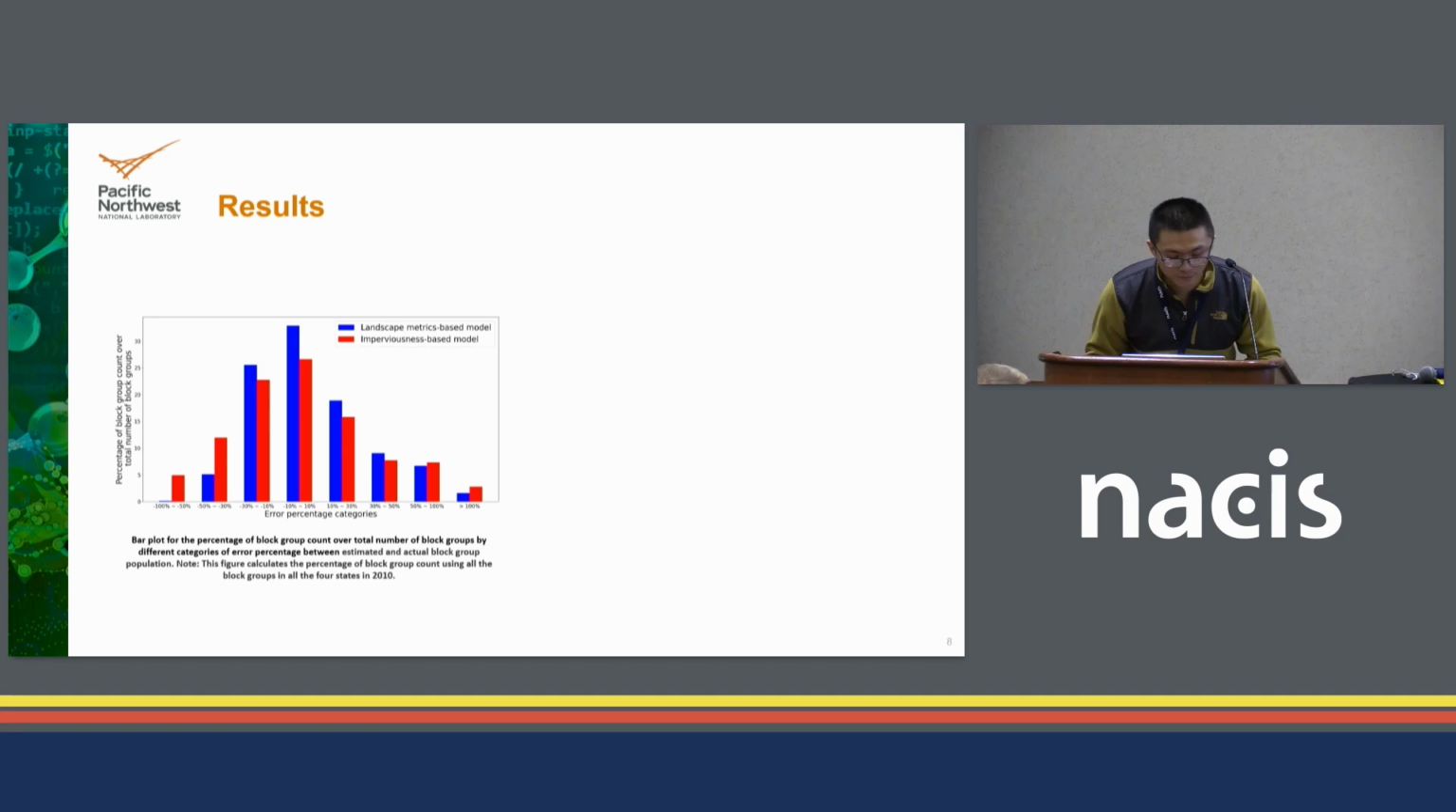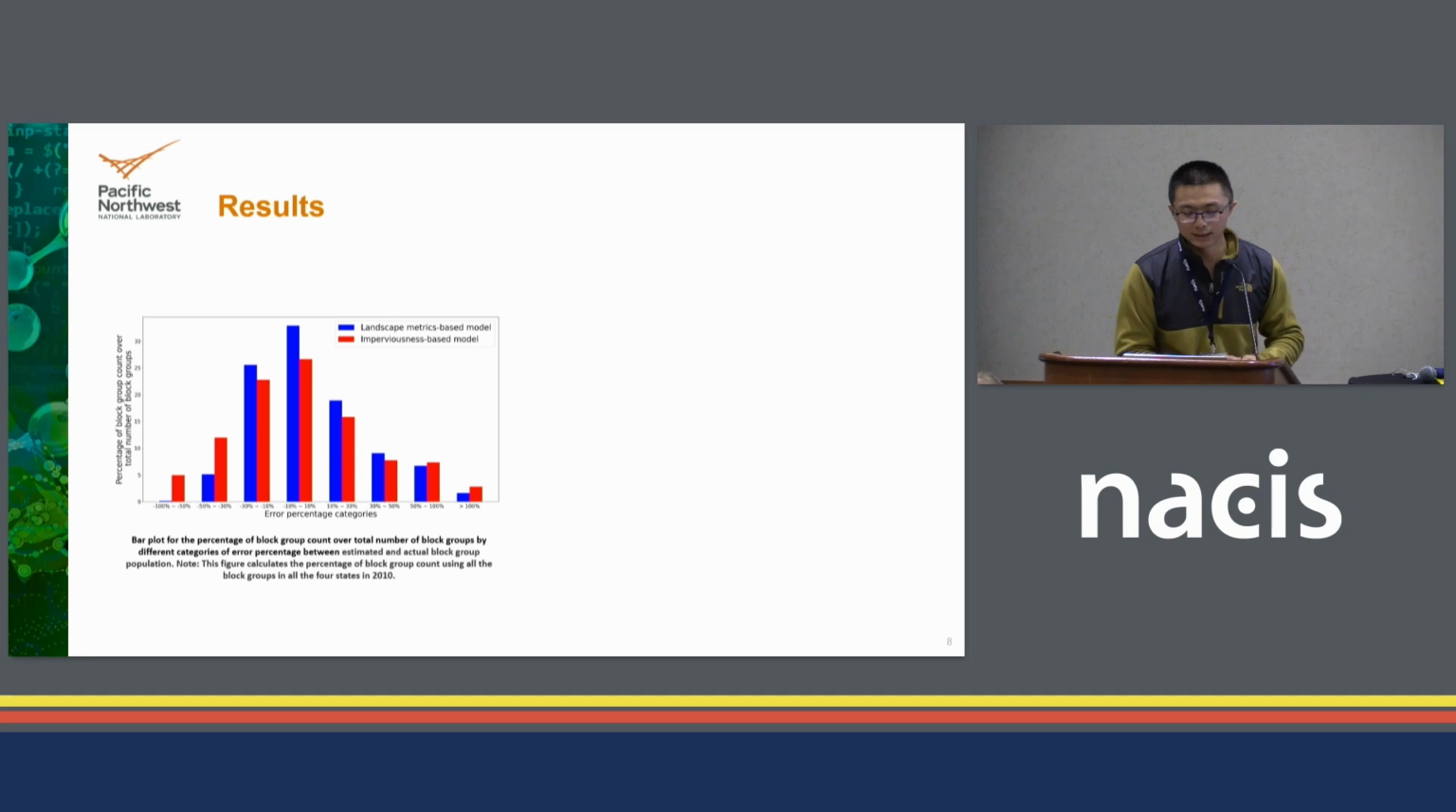And this table shows the bar plot for the percentage of the block group count over the total number of block groups by the different categories of error percentage between the estimated and the actual population. So in this table, what's in the middle is around 0% of difference, which means the prediction result is perfect. It has a small difference from the actual population. But on the two sides, the left side means severe underestimation of population, while the right side means severe overestimation of the population.